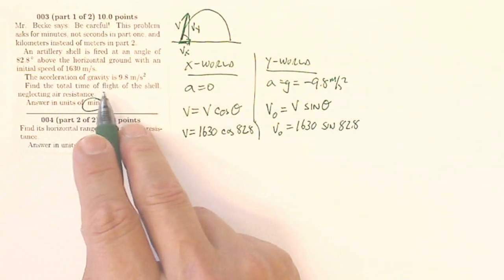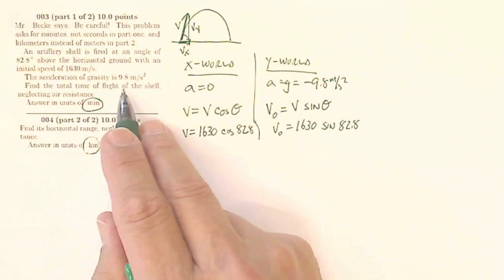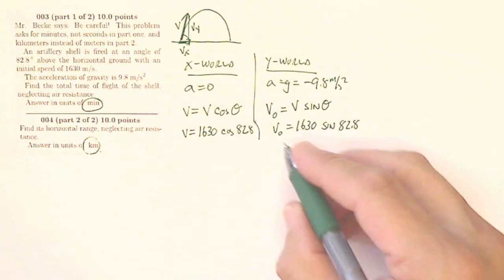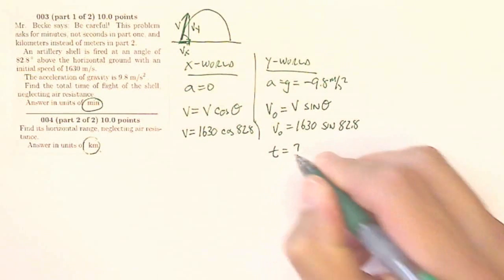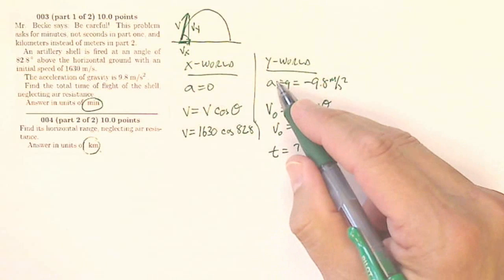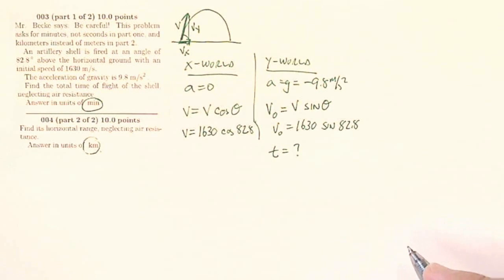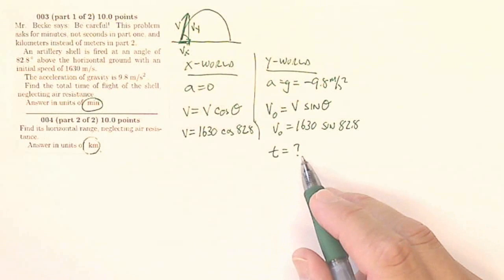So now I've got to find the total time of flight. Well, the total time of flight is usually a y world problem. Do I have enough to give me a time? I have an initial velocity, I have an acceleration, I'm looking for a time. That's only 3 variables. Usually I need 4 to use one of my equations.